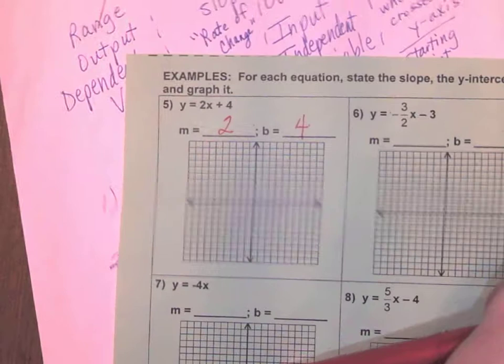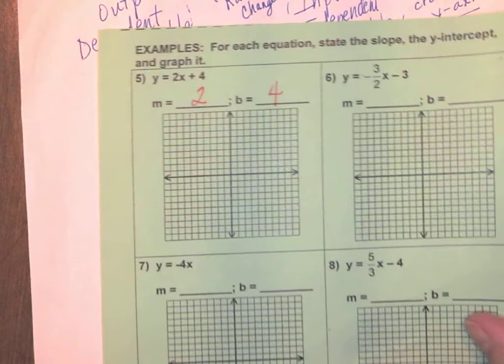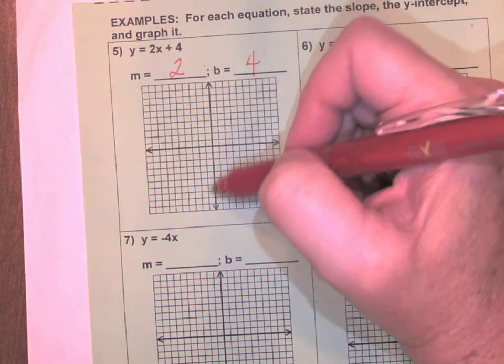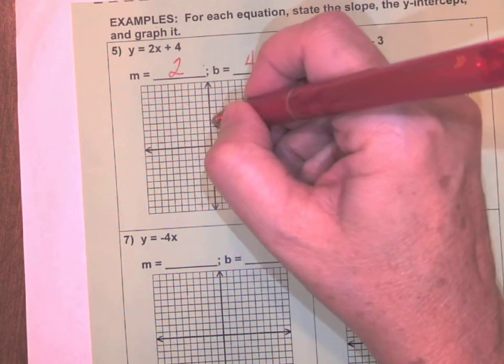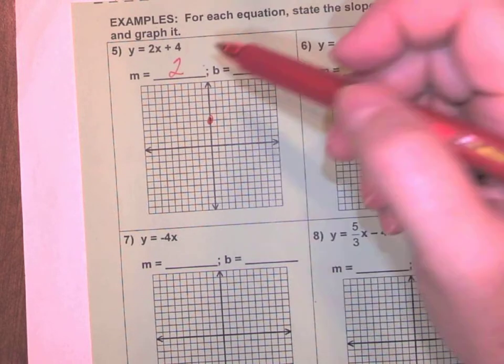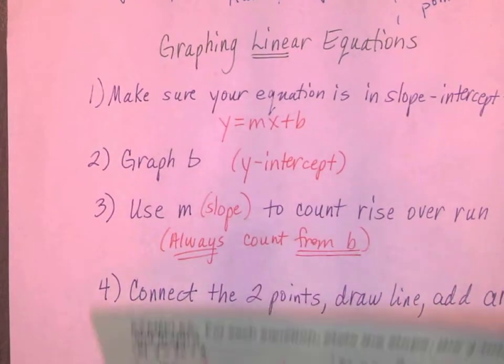So what do I do next? My notes that I just took say graph b, your y-intercept. So here's b. It goes on the y-axis, count up to 4. There's my y-intercept. And then I count my rise over run from b.